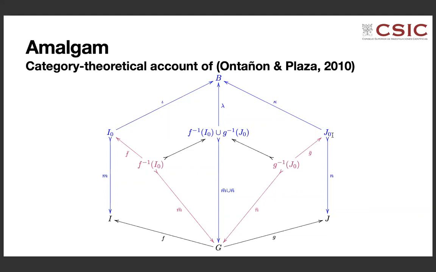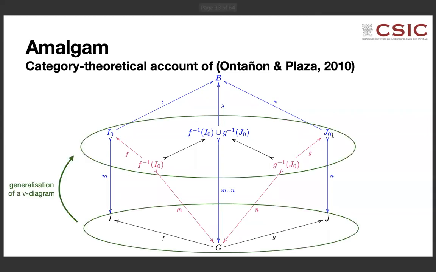What we did is we took this idea and we gave a category theoretical account that was very similar to the idea of near pushouts. Because what we had is that the near pushout seen in a category of partial arrows looked very much the same as the amalgam viewed more in category theoretic terms. And that is what we explored a little bit more.